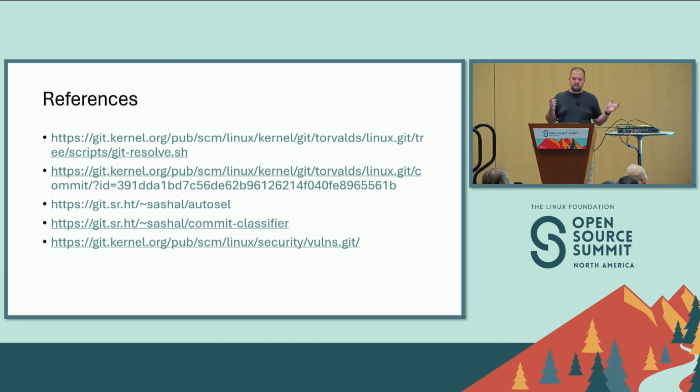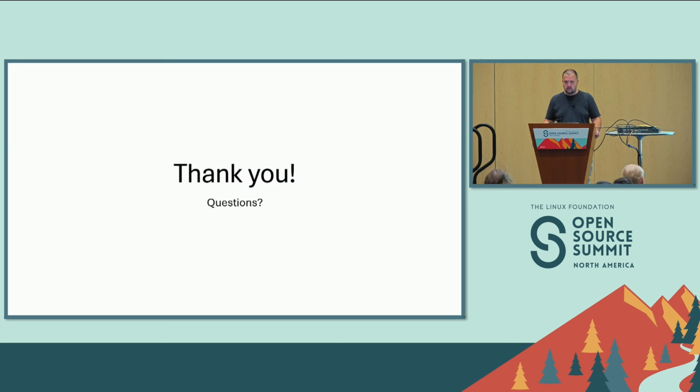If you want to look at the Git history and look at the transformation from the bash code to the Rust code, but also if you want to look at the CVE classifier within the vulns.git repo and see how that works, if you're curious. And that's all I had, if folks have questions.